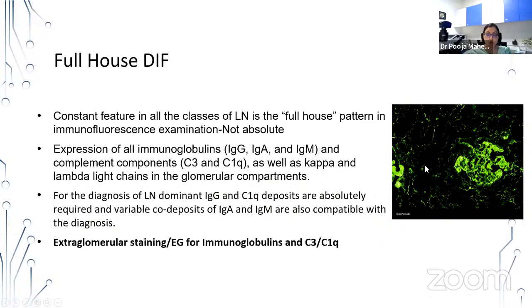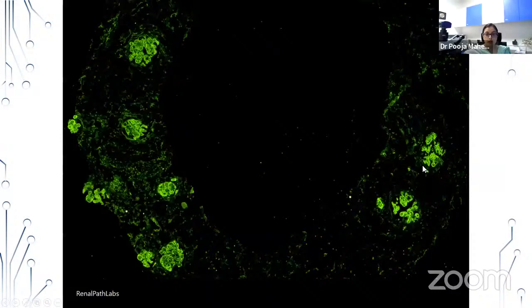If we don't have any glomeruli, but we can find the extraglomerular deposit, that is specific for SLE in all the cases. This is a picture showing glomeruli brightly staining with IgG, and you can see that there is a lot of extraglomerular stain. This is capillary wall positivity also, and in between also. Depending upon the classes, there may be different staining patterns.